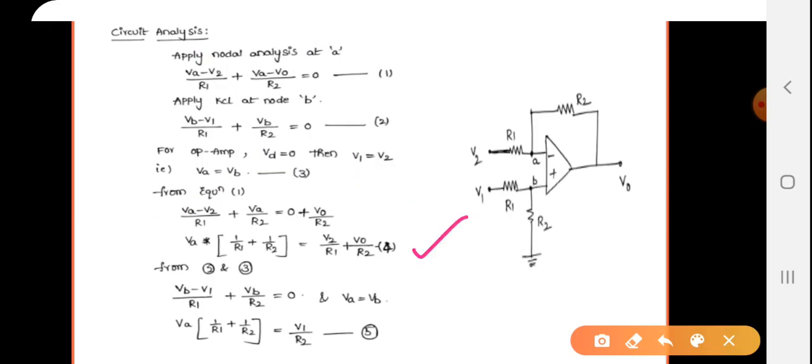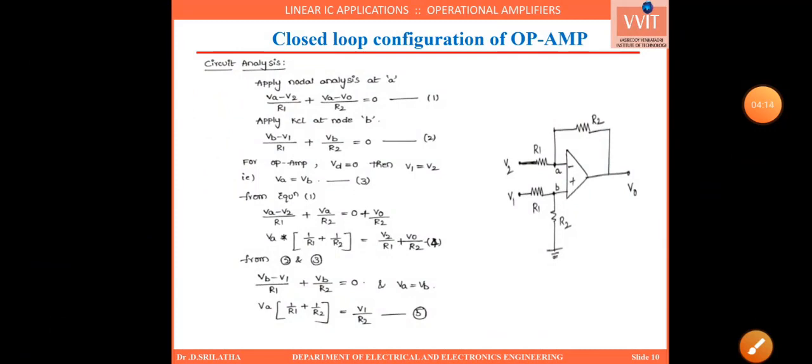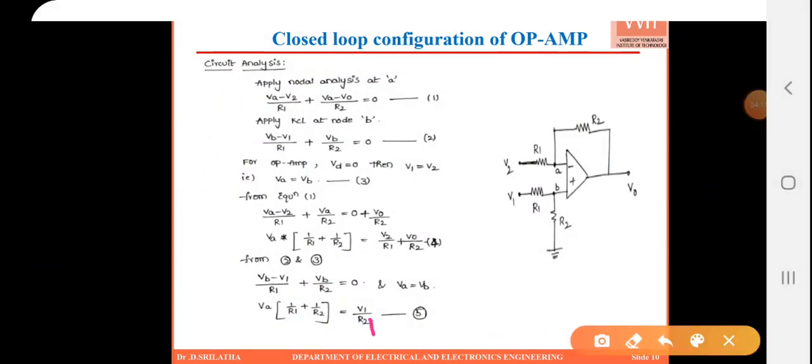Then from equations 2 and 3, consider equation 2: (VB minus V1) by R1 plus VB by R2 equal to 0, and VA equal to VB. From these two, I am going to substitute VA in place of VB. So taking VA as common, we have VA times (1 by R1 plus 1 by R2), and bringing V1 by R1 to this side, it is V1 by R1. So we got equation 4 and equation 5.